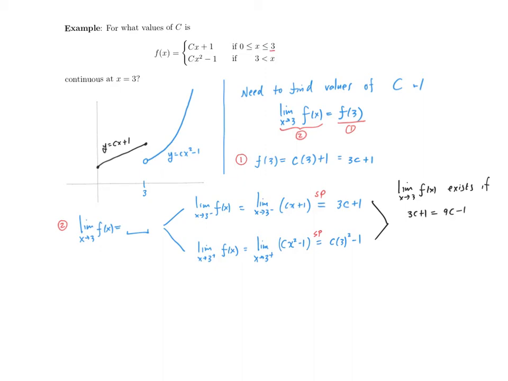Now I'm going to simplify this to be 9c minus 1. So if we go ahead and add 1 to both sides, subtract away 3c, we have c needs to be 2/6 or 1/3. When c is equal to 1/3, the limit from the left is equal to the limit from the right, and the limit itself will exist.